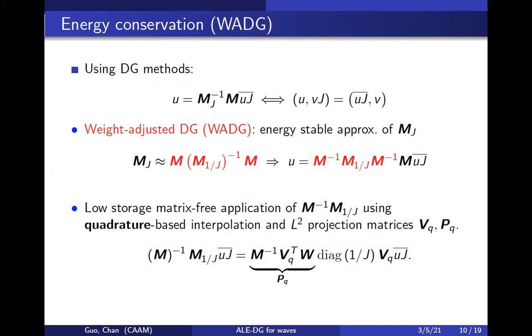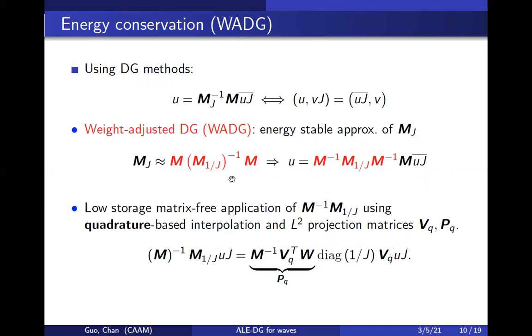To address this issue, we will use the weight-adjusted approach to compute the solution U. The weight-adjusted approach was proposed by my PhD advisor, Dr. Jesse Chan, where the weighted mass matrix is approximated by an easily invertible and energy-stable weight-adjusted approximation, marked in red.